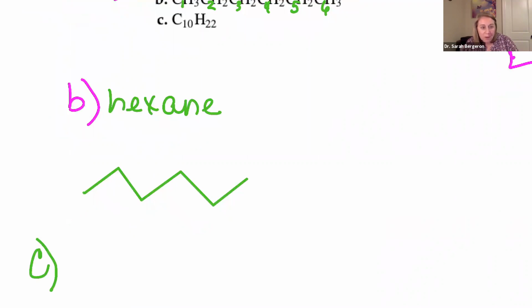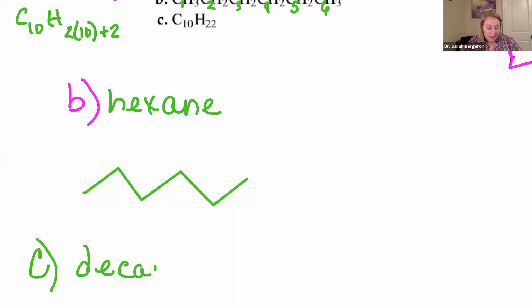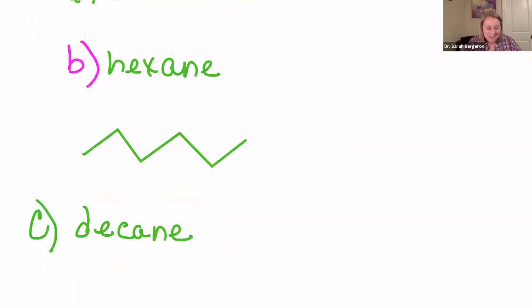C10H22. I know that doubling it, I'm going to have to add 2, right? So carbon is 10, hydrogen, 2 times 10 is 20, plus 2. So I know that this is a straight chain alkane. So this would have to be 10. 10 is decane, like a decade, decane, okay?